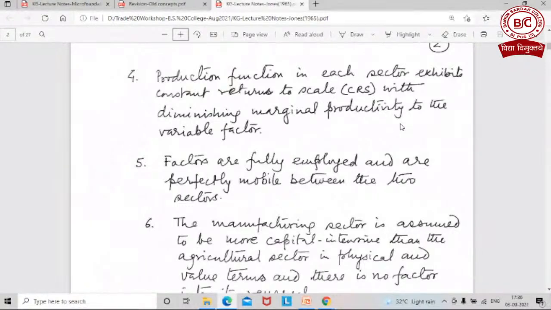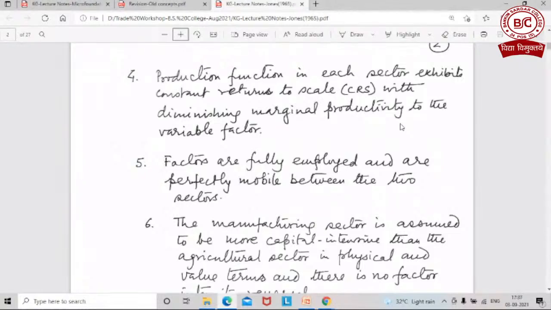That means the capital labor ratio in the manufacturing sector is more than the capital labor ratio in the agricultural sector. This is empirically valid because in agriculture we need more labor and less capital, whereas in manufacturing we need relatively more capital and relatively less labor. So the capital labor ratio in manufacturing is always higher than in the agricultural sector. And I shall show in this model that this is true for all wage and rental rates of return on capital.